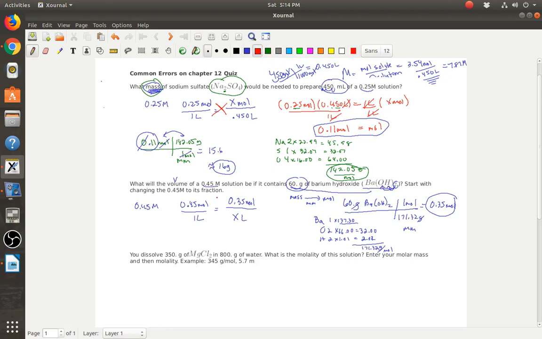Now what do we do, guys? We cross multiply to solve. So 0.45 moles times X liters equals 0.35 moles times 1 liter. All right, I want liters, so I have to divide both sides by 0.45 moles. So moles cancel. So now it's basically 0.35 divided by 0.45, and I get 0.78 liters. That's the answer.